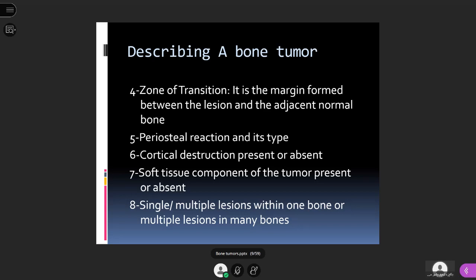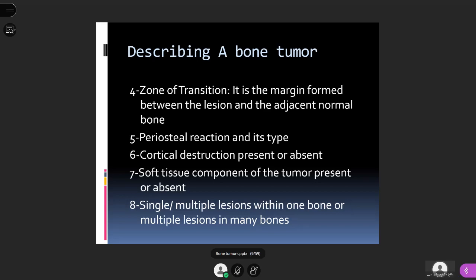Then comes periosteal reaction and its types. What is periosteal reaction? You know what periosteum is? Periosteum is the outer covering of the long bone, of the bones, right? So whenever there is a tumor or fracture or any insult to the bone, the periosteum, or the outer covering, responds to that insult. How does it respond? It gets proliferated. This phenomenon is called periosteal reaction. I will tell you the types of periosteal reaction in the later part of this lecture.